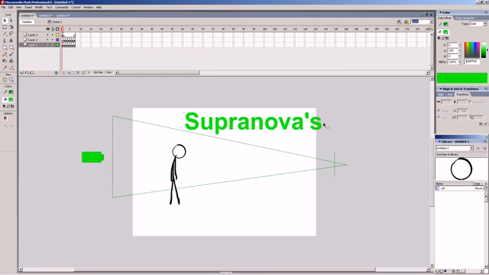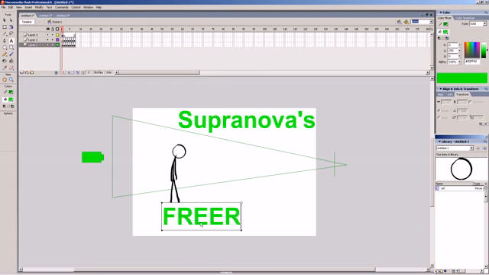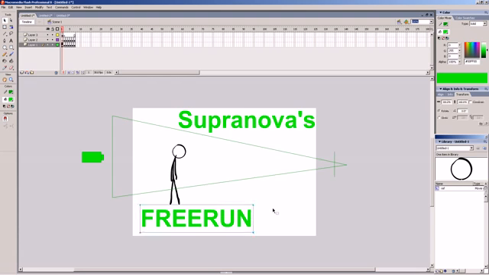So I'm going to talk about Supernova's angles, how he sees things in angles. If you see his free run animation, I think that's the only place where you can see it, on Stick Page, or Newgrounds. Just Google stick figure animation free run, and then look for Supernova. This animation actually explains a lot on how he sees his angles.